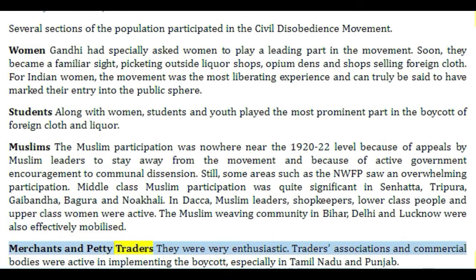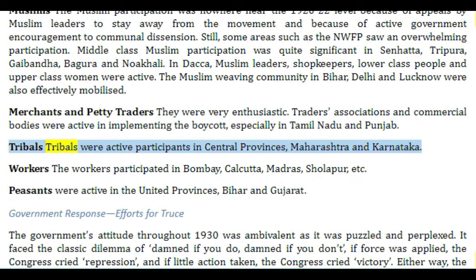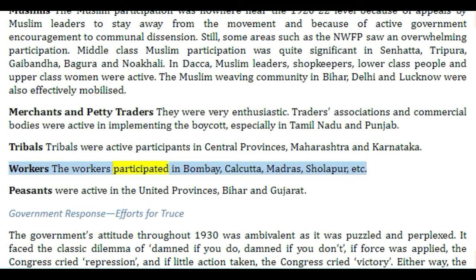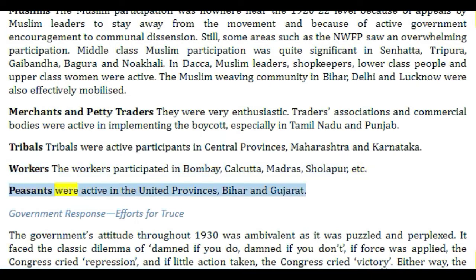Merchants and petty traders. They were very enthusiastic. Traders' associations and commercial bodies were active in implementing the boycott, especially in Tamil Nadu and Punjab. Traders were active participants in Central Provinces, Maharashtra and Karnataka. Workers. The workers participated in Bombay, Calcutta, Madras, Sholapur, etc. Peasants were active in the United Provinces, Bihar and Gujarat.